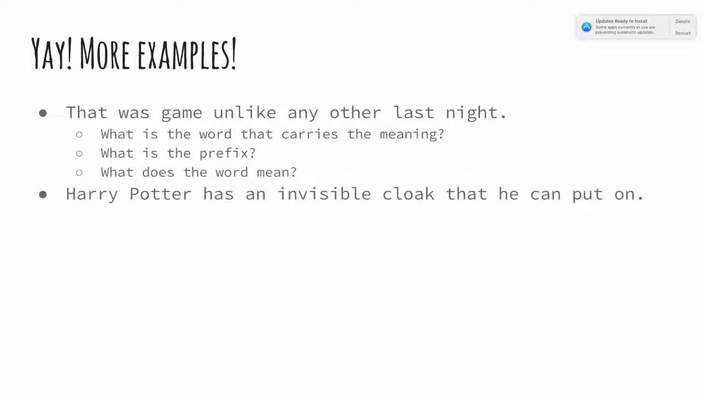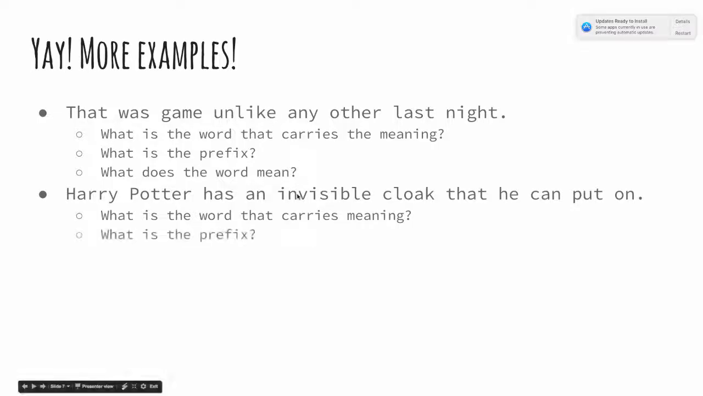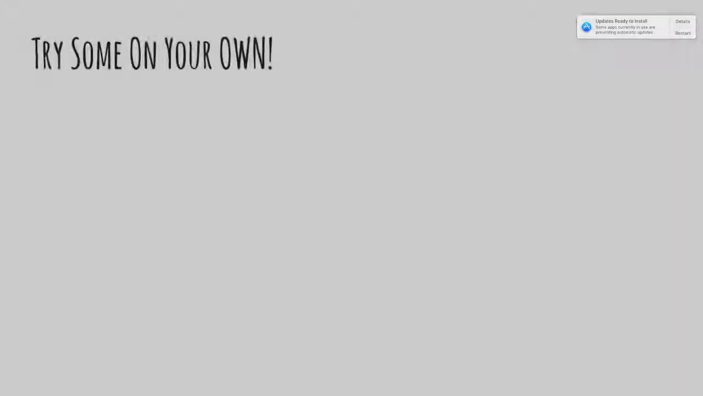Harry Potter has an invisible cloak that he can put on. Okay? What is the word that carries the meaning here? Well, visible. Something's visible means you can see it. The prefix that changes everything is in. So if something's invisible, you can't see it. So when Harry Potter has this invisible cloak on, no one can see him. So what does the word mean? Invisible means not visible. Okay.